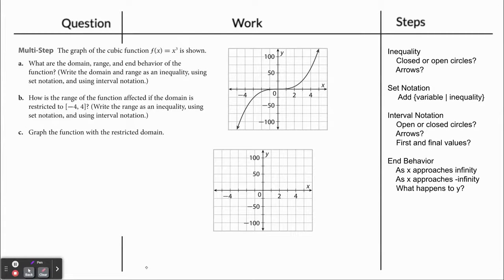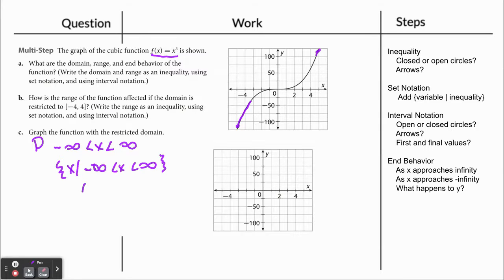So for this one here, we're given the graph f of x equals x to the power of 3. First thing we're asked is the domain, range, and end behavior. So domain, it looks like the x values are going all the way to negative infinity and positive infinity. So my inequality is going to look a little bit like this. My set notation is going to include the same inequality here.